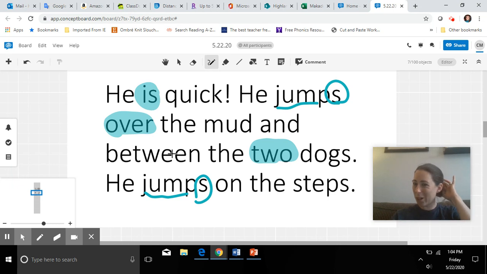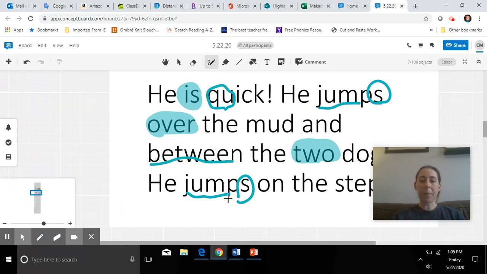I saw some words that were tricky to me, so I think we should go over them. How about this word? Q and its buddy letter, U, go together when we tap it out. They say qua, I, k, quick. Quick means fast. Good. He is quick. He jumps over the mud.